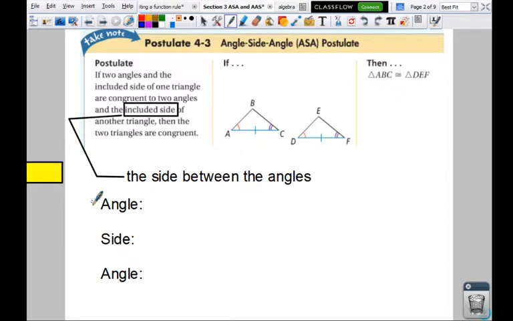Alright, so if I'm looking at these two triangles right here, I have an angle, angle, side, side, angle, angle. So if I were going to prove these two things congruent, I would need to show angle, side, and angle.